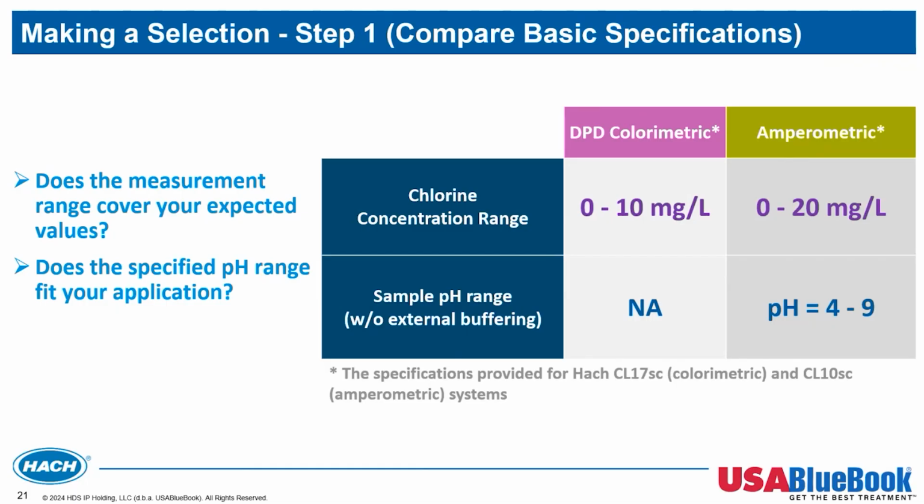Step number 1, basic specs. You compare, most importantly, range. Most frequently, amperometric technology offers a longer, wider, broader range. Is it important for you? Is your concentration ever above 10 ppm? Maybe, maybe not. So that may be your first thing. Now you look at the range of pH. What is applicable? What is not applicable? And what is important for you? Is your pH in this range all the time? If yes, yeah, go for it. Go to the next step.